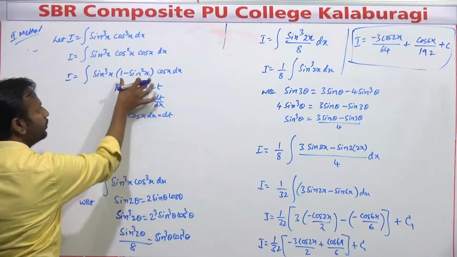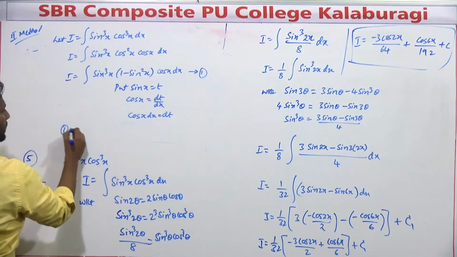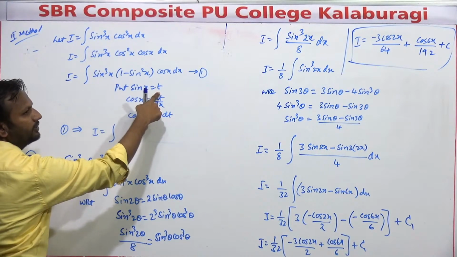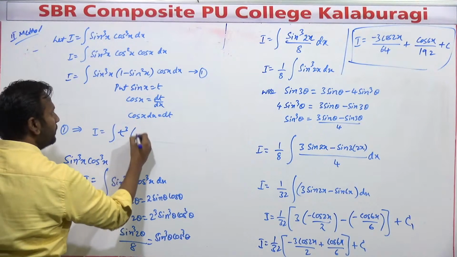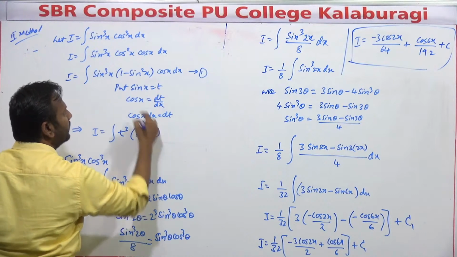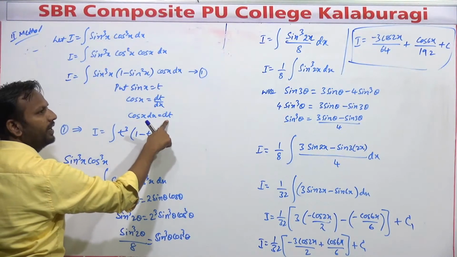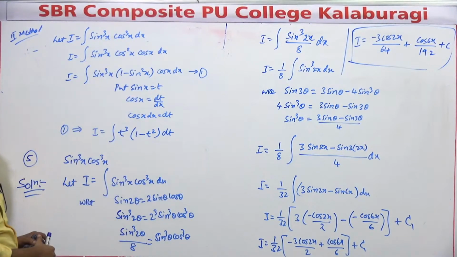Apply these things in equation 1. So I equals sin x, which I substituted as t, becomes t cube. Got it? The bracket 1 minus sin square x becomes 1 minus t square here. Cos x dx is the differential factor, and we get dt. Now it is reduced to a simple form, right?